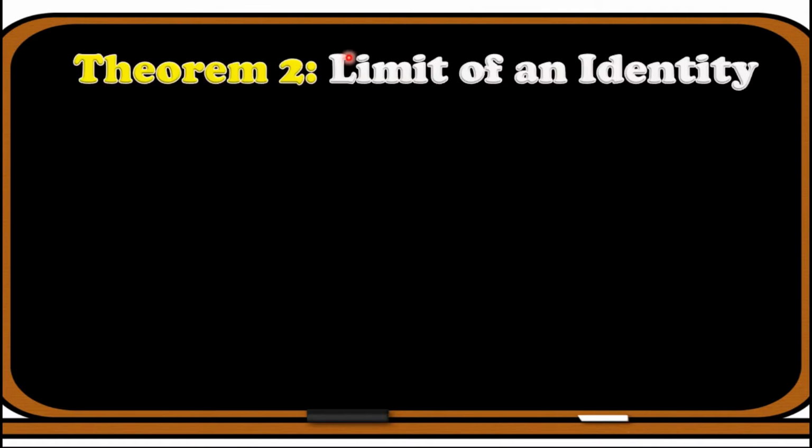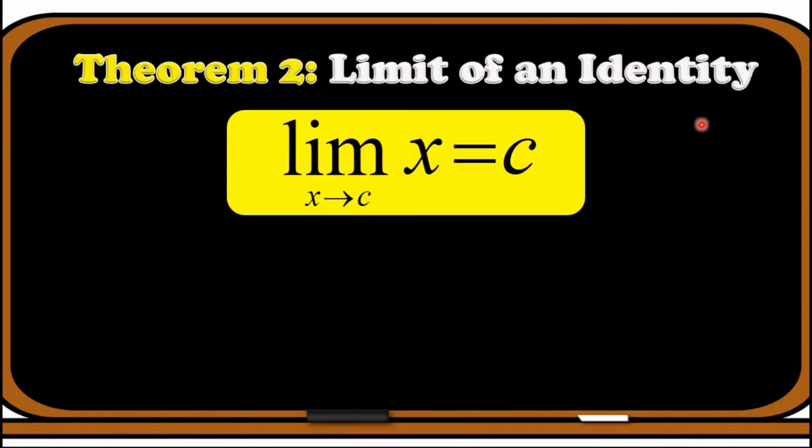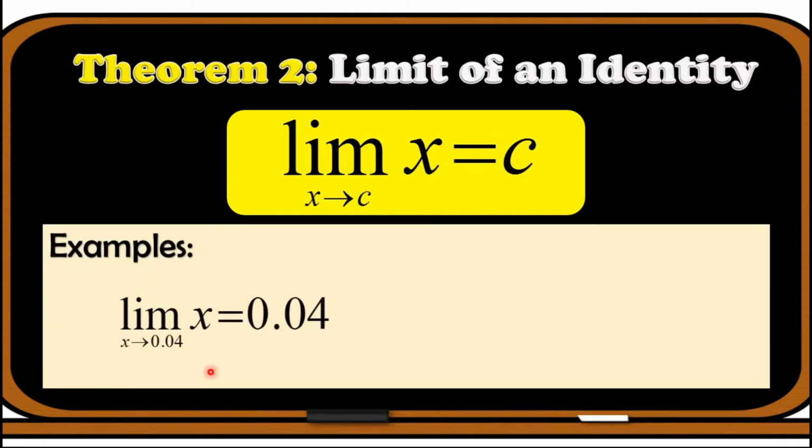Theorem number 2, limit of an identity. The limit of x as x approaches c is equal to c. This may be thought of as a substitution law because x is simply substituted by c. Here are the following examples. Let's say the limit of x as x approaches 0.04 is equal to 0.04. Just simply substitute the value to x. Second example, the limit of x as x approaches negative 100 is equal to negative 100.